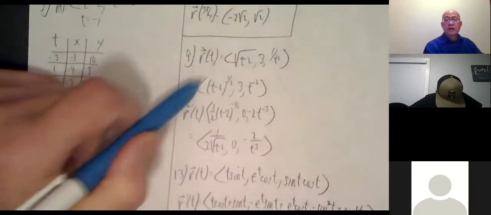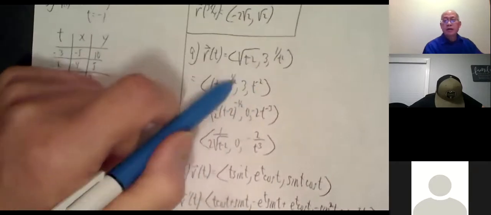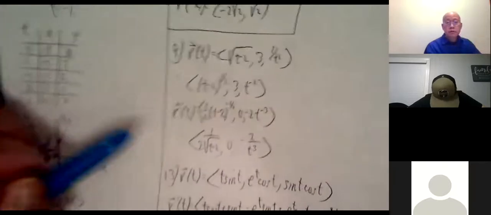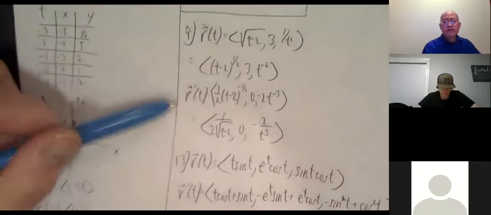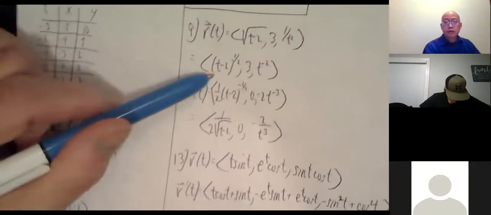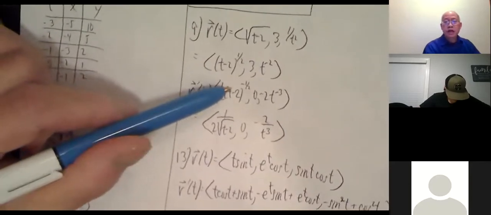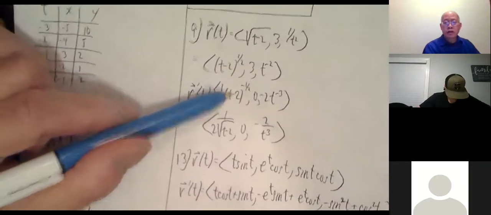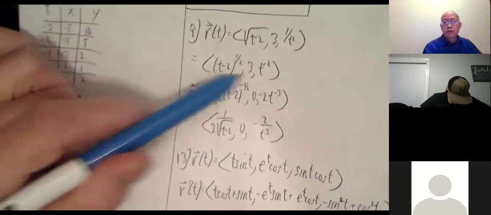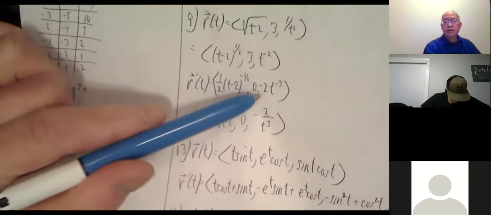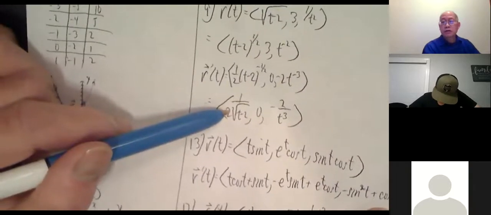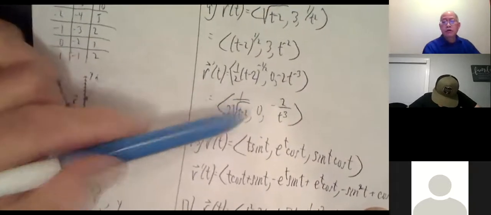Okay, so that's t minus 2 to the half. That's t to the negative 2, right? So we are saying the derivative, but we're taking 3 derivatives, 3 and 1. The derivative of this is 1 half t minus 2 to the negative half times 1 by the chain rule, so I don't have to worry about that. Derivative of 3 is 0. Derivative of t to the negative 2 is negative 2 t to the negative 3. Clean up the algebra: 1 over 2 radical t minus 2, 0, negative 2 over t cubed.